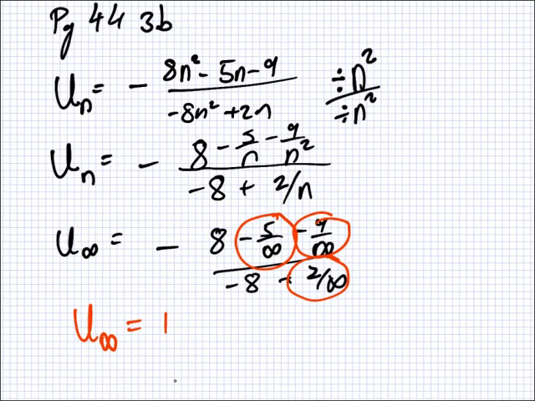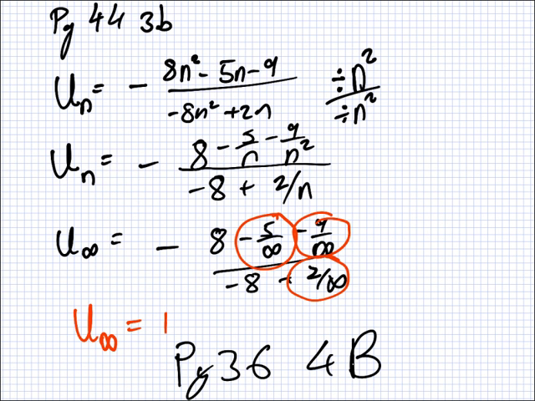Okay, in a moment we'll do 36. What one did you want? Is that supposed to be a negative one? It's minus 8 over minus 8, it looks like. Yeah. Oh, okay. Page 36, 4B, do you have your calculator? We'll need a calculator for this one.